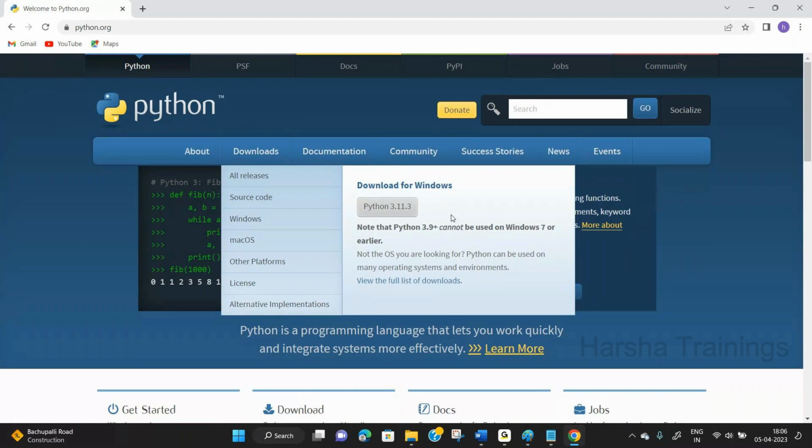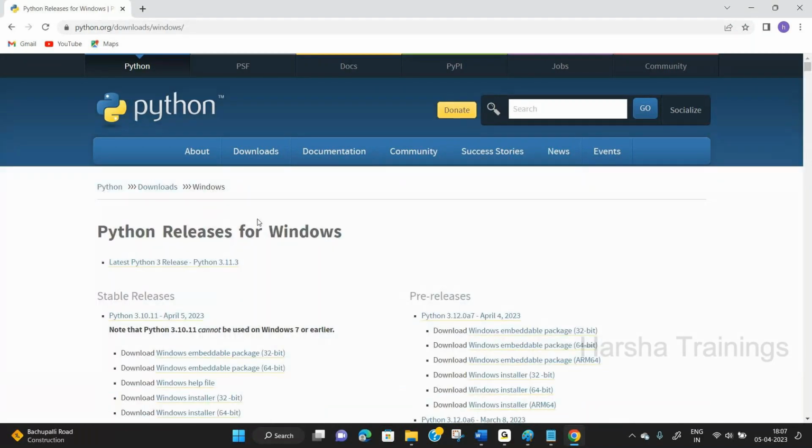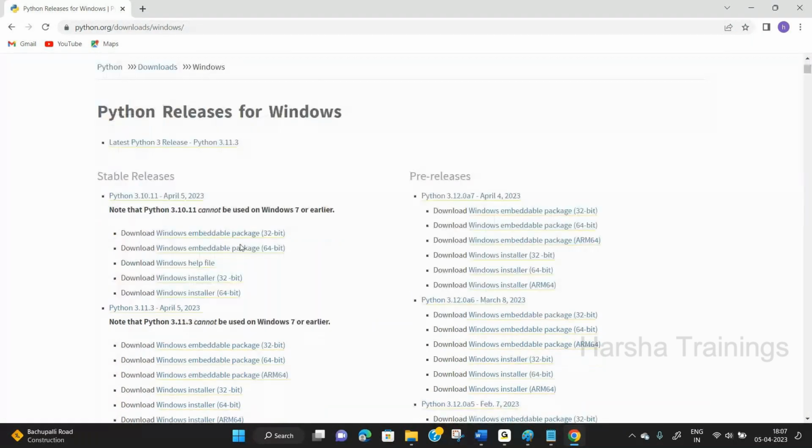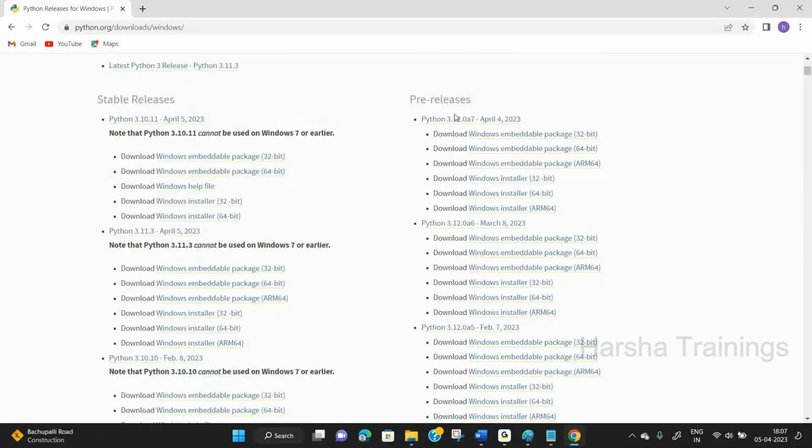See this one, Python 3.11.3. This is the latest version of Python available. Sir, I am not interested in the latest version. I need, suppose, Python 3.10. For example, now simply click on Windows. Now see this one, different versions are available. Even Python 3.12 on April 4, approximately yesterday. These are pre-releases, that is, almost ready for release.